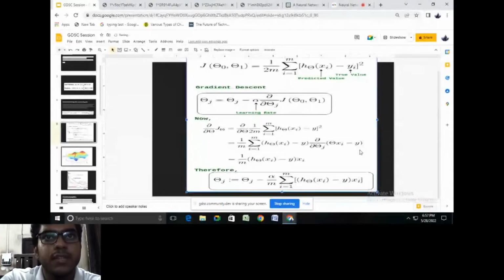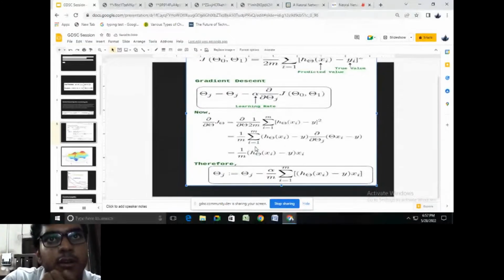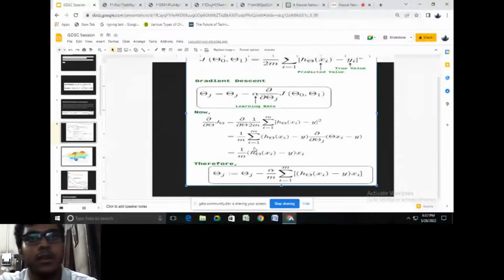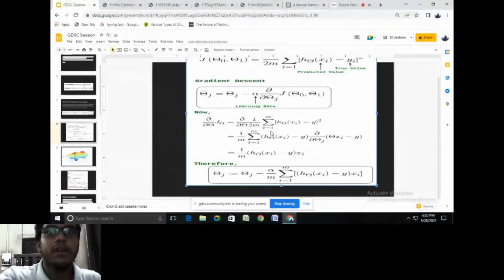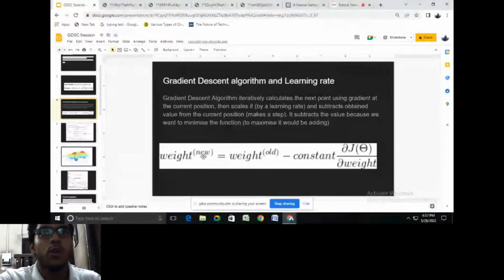And please do note that here, where I'm pointing my cursor, there should be a summation sign. It is not given here. It is a mistake. There should be a summation over i from i equals 1 to m. So even if you don't understand this differentiation part now, it won't really matter much. What I need you to know is this is what essentially the gradient descent algorithm is.